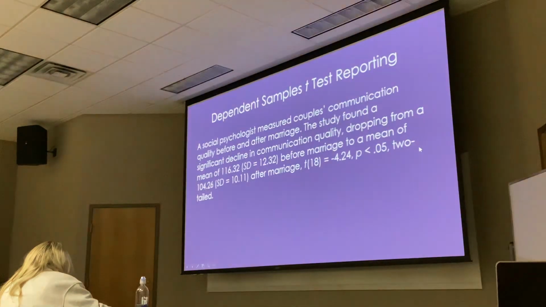So here's a way to report a dependent samples t-test. In this example, it says a social psychologist measured couples' communication quality before and after marriage. We walked through that example in class. You don't even have to include an introductory sentence in your answers. You're jumping right to the answer, okay? It says the study found a significant decline in communication quality, dropping from a mean of, SD, before marriage to a mean of, SD, after marriage, comma, and then you report your t-test statistics.